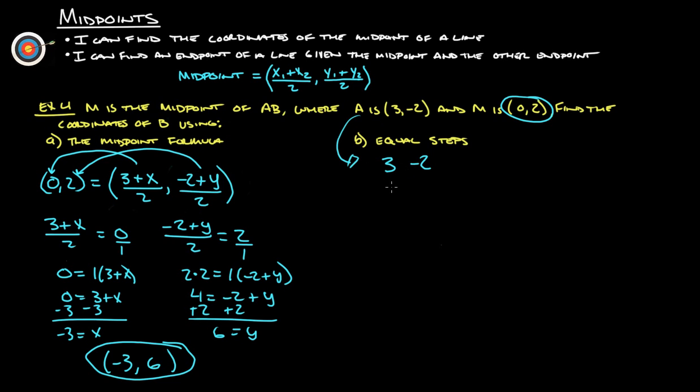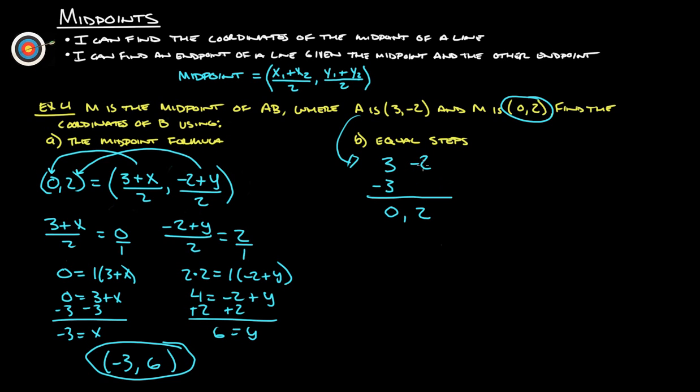So we start with 3, negative 2. We have to add something to that or subtract something from each of those to get to the midpoint, which is at 0, 2. So I'm going to say 3 plus what gives me 0? 3 plus negative 3 gives me 0. And then negative 2 plus what gives me 2?